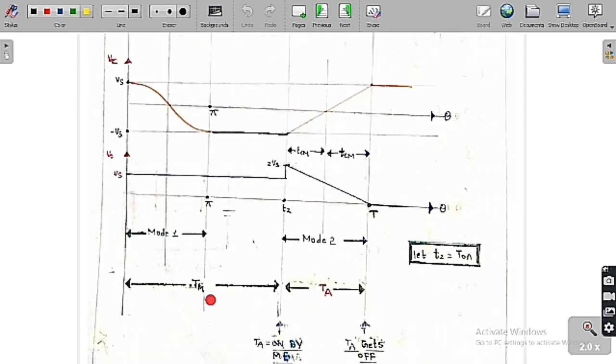Tm is on from 0 to T2. At the moment Ta is turned on, at that instant Tm is going to get turned off, and Ta is going to conduct only during this mode 2 operation. Only in mode 2 is Ta going to conduct. After mode 2 ends, Ta is going to turn off automatically.